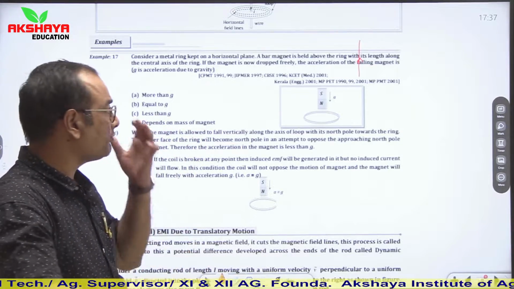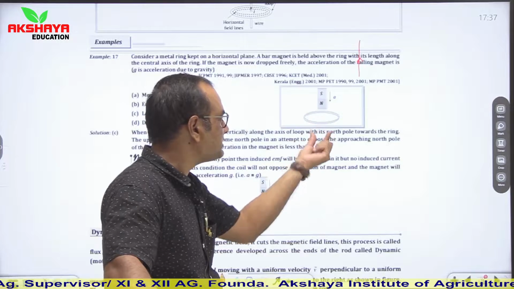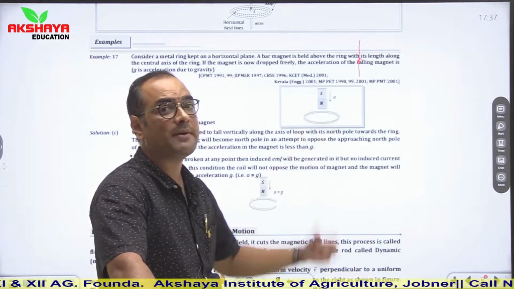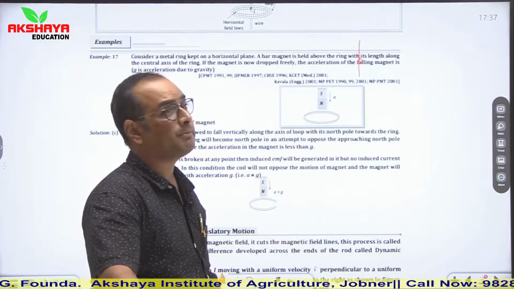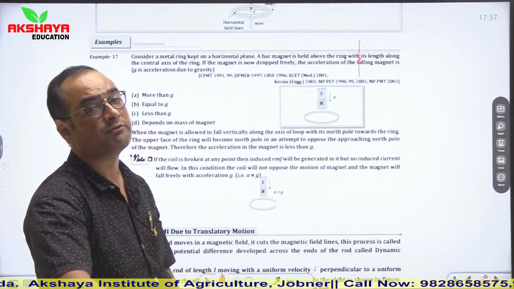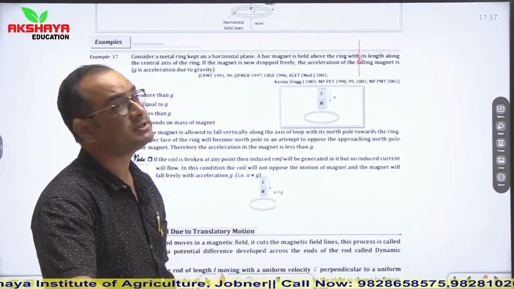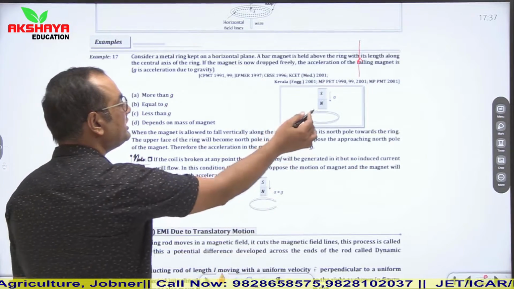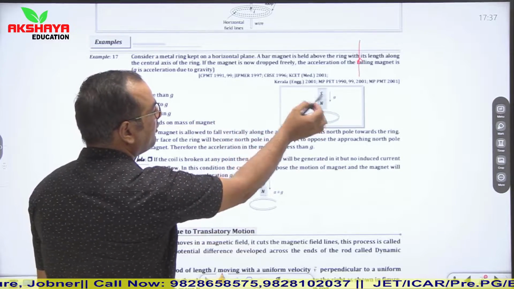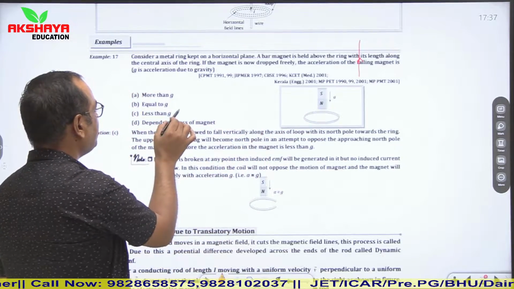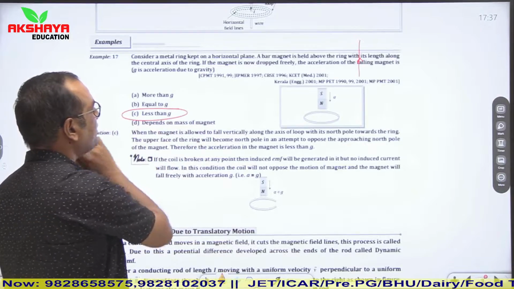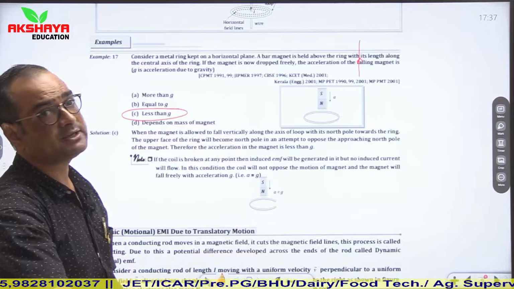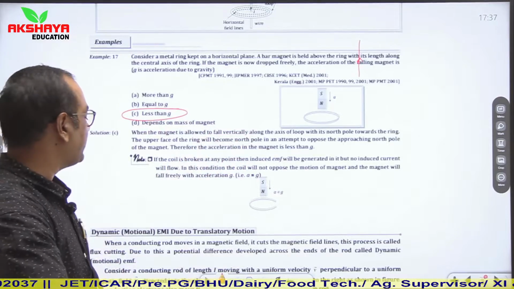So in this case, what will happen? If the north pole is approaching this current carrying coil, then its front face will also behave as a north pole, and due to the similar pole there will be a change in magnetic flux, or we can say there will be repulsion. It means it will decelerate. Due to this deceleration, its acceleration will be less than g, meaning it will not be free falling. So this is how acceleration can be determined for a freely falling magnet.